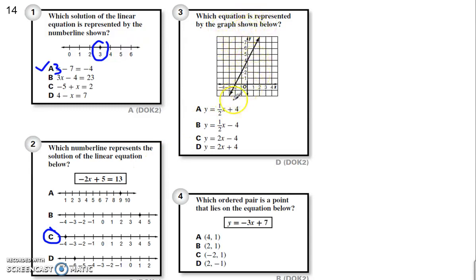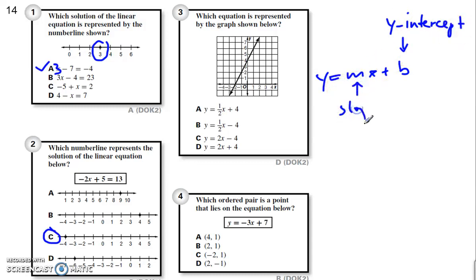Which graph is represented? Alright, now remember y equals mx plus b. B is the y-intercept. M is the slope. Okay, so y-intercept is at 4, which means it can't be B or C. The slope tells us up and over. So this would be up 1 over 2. Up 1 over 2 would be there. So it's not A. This one tells us up 2 over 1. From here, up 2 over 1 is right there.